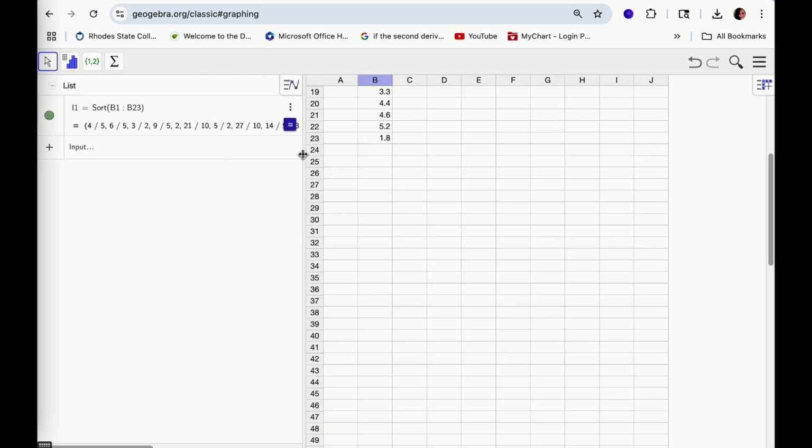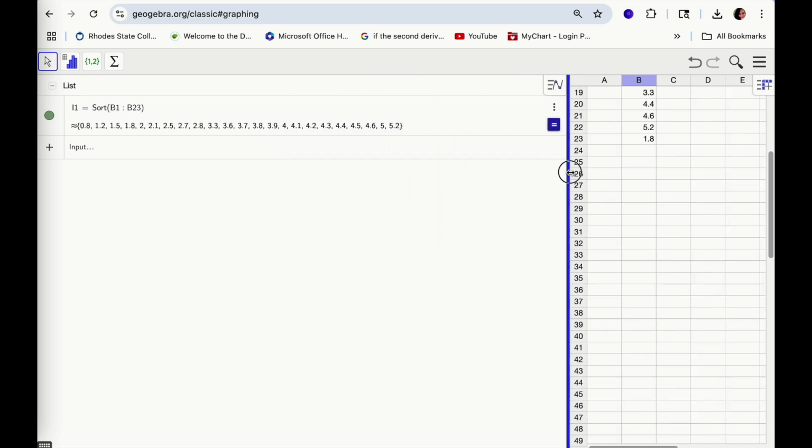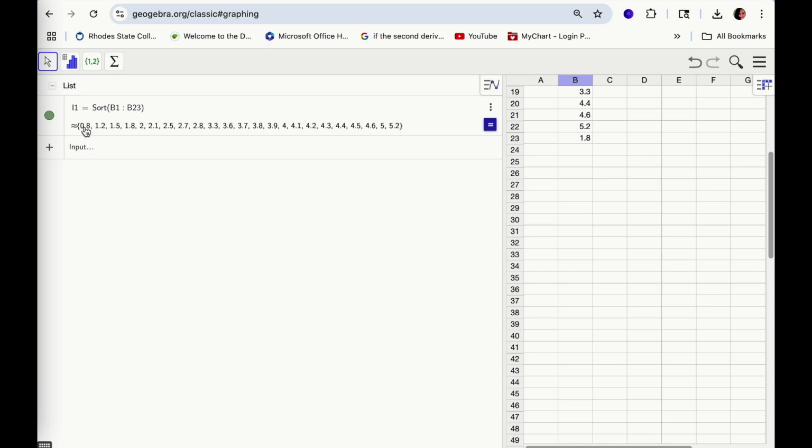And you'll notice it came up and changed my values to fractions. If it does that and you want to see them as decimal values, you can just hit this little, it looks like a squiggly equal sign. That's the sign for approximate, and it will change that back to decimals for you. So now I have all my data listed from smallest to largest.